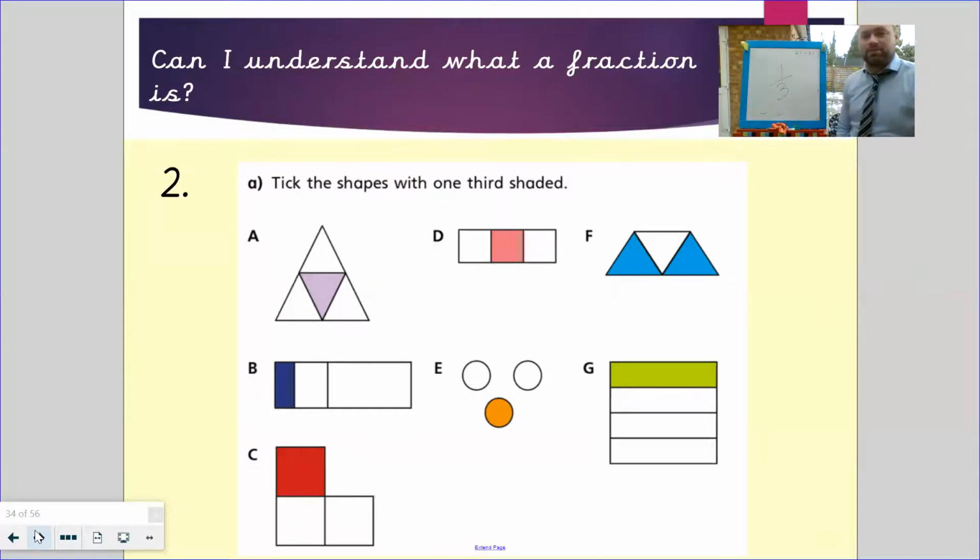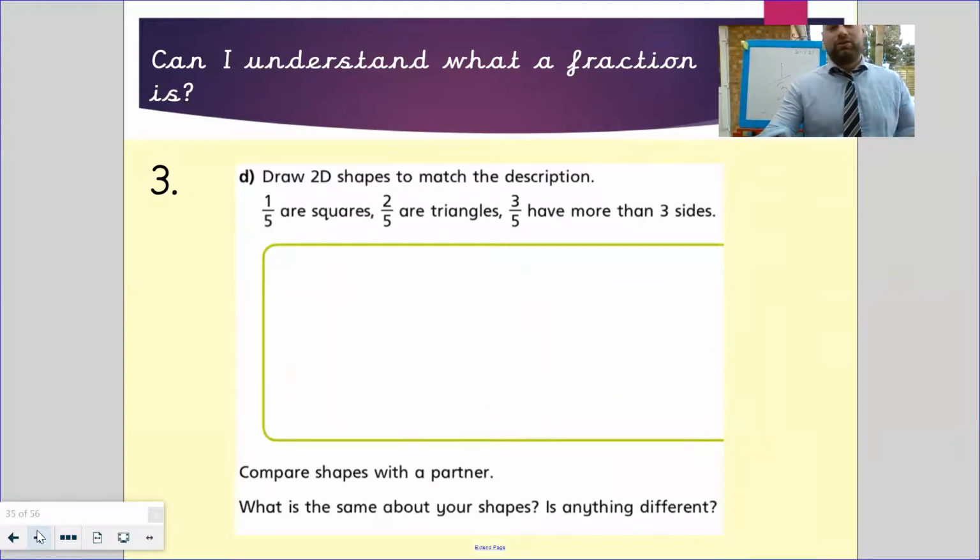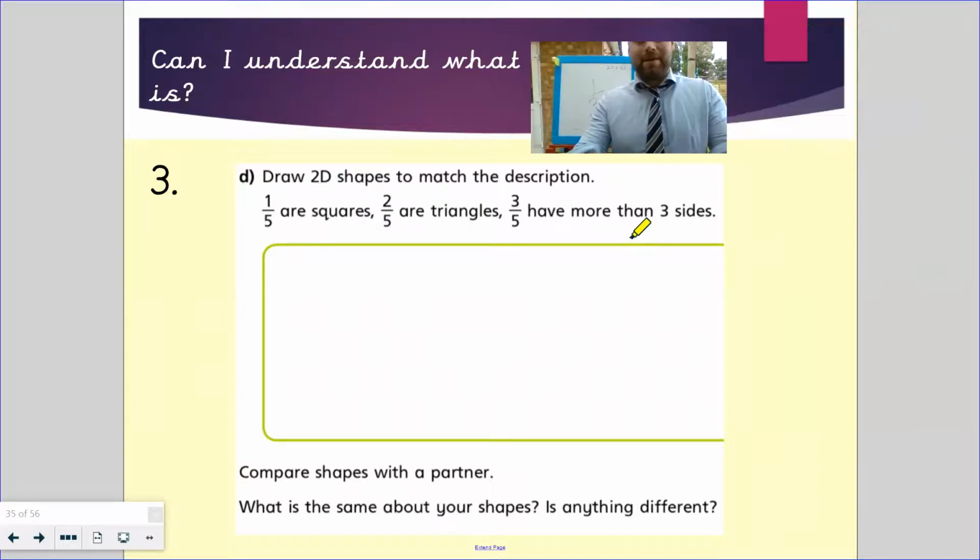Give yourself a tick if you put C. And the same for D. We've got 3 squares, 1 of them shaded in. E, we have 3 circles. 1 of them is shaded in. Give yourself a tick. And for the next 2, F and G, they are not correct because 2 are shaded in for F, and for G, our denominator is 4. For our last question, you need to draw 2D shapes that match the description below.